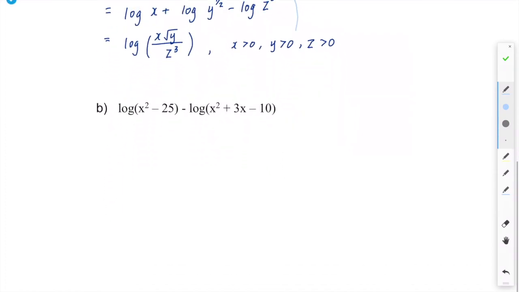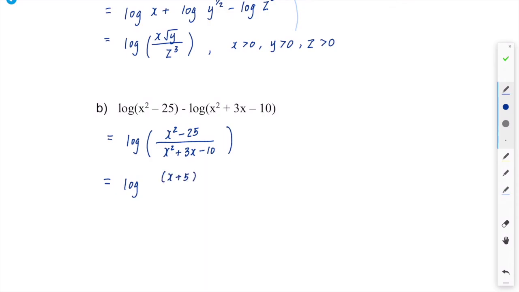Okay, last question. Here I have log of one big chunk minus log of another big chunk. Because of the subtraction, as a single log, this is really x squared minus 25 divided by x squared plus 3x minus 10. This whole big thing. These quadratics are factorable. So let's write x squared minus 25 as x plus 5 times x minus 5. x squared plus 3x minus 10 is x plus 5, x minus 2, right? We want a sum of 3 positive. We want a product of negative 10. So good. And yes, this whole thing is being logged.